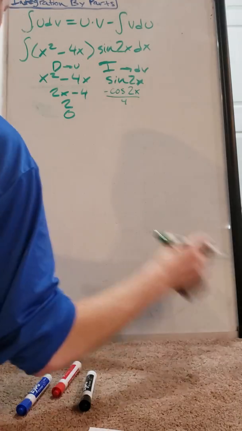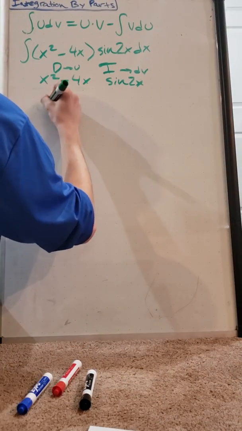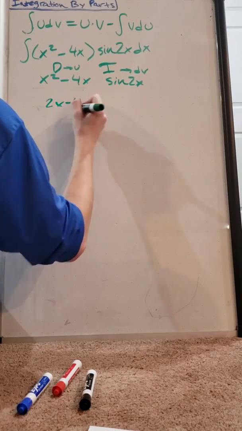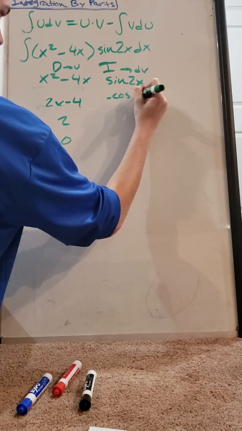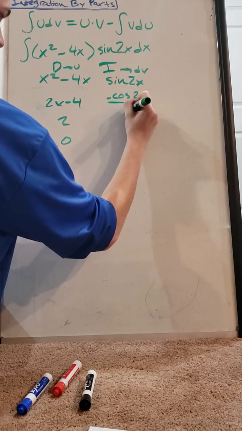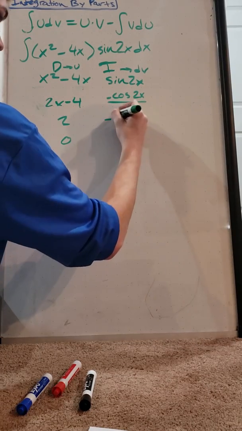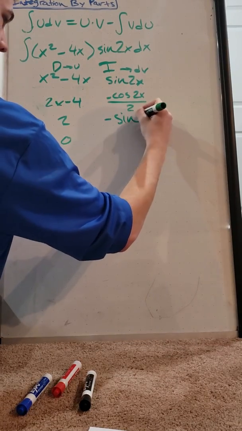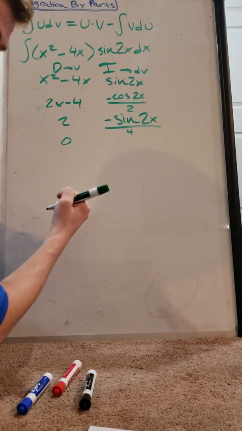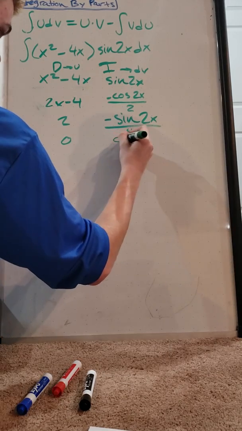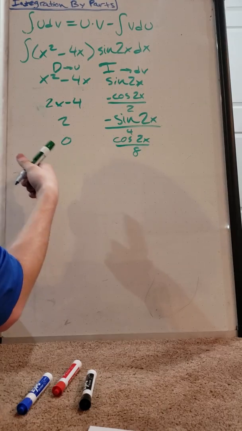I'm going to spread this out a little bit so you can see better. So 2x minus 4, and then 2, and then 0. You get negative cosine 2x over 2, and feel free to check that, but it's right. When you integrate that again, you get negative sine 2x over 4, and then cosine 2x over 8 for the last one.